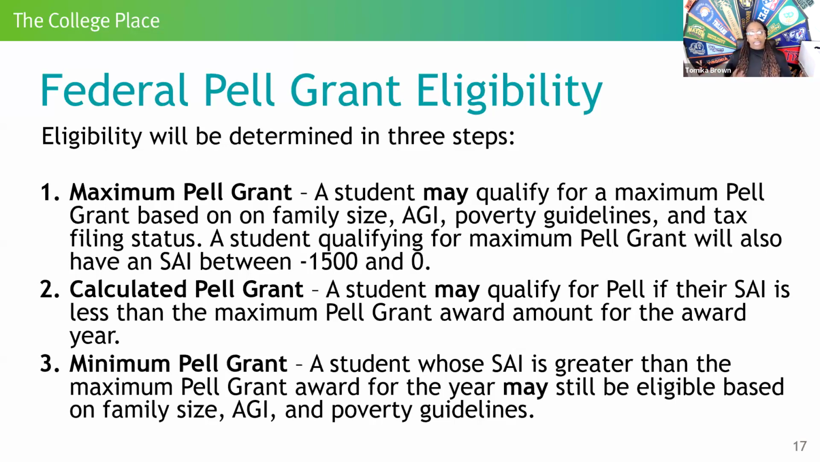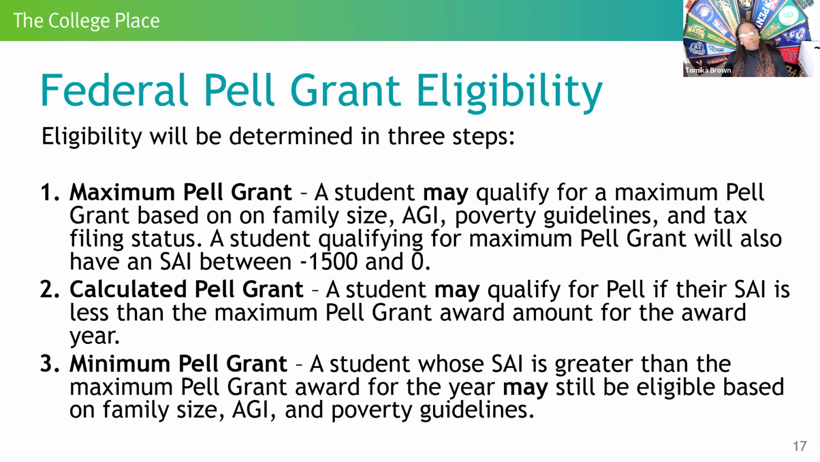Next, there is the calculated Pell Grant, which a student may qualify for if their SAI is less than the maximum Pell Grant. So they subtract the student's SAI from the maximum amount of the Pell Grant, about $7,500, and that's what calculated Pell is.